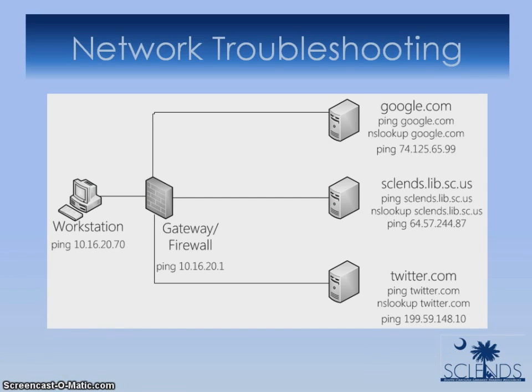I've drawn up a simple network map. Here's my workstation, here's my firewall, and here are 3 addresses out on the internet. And we're going to go through pinging each one of them and looking them up with NSLookup individually.